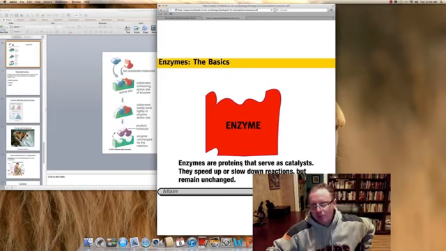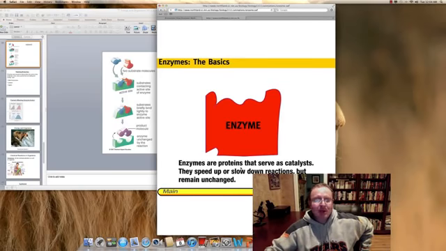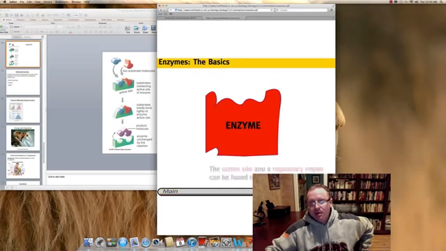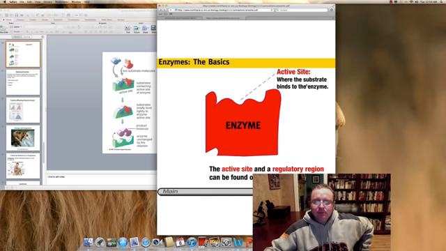All right, enzymes are proteins that serve as catalysts. They speed up or slow down reactions, but they remain unchanged. We have the active site. That's where the substrate binds to the enzyme. And then there's generally also a regulatory region that can be found on a typical enzyme. We're not going to address that right now, but we'll talk a little bit about that in class.